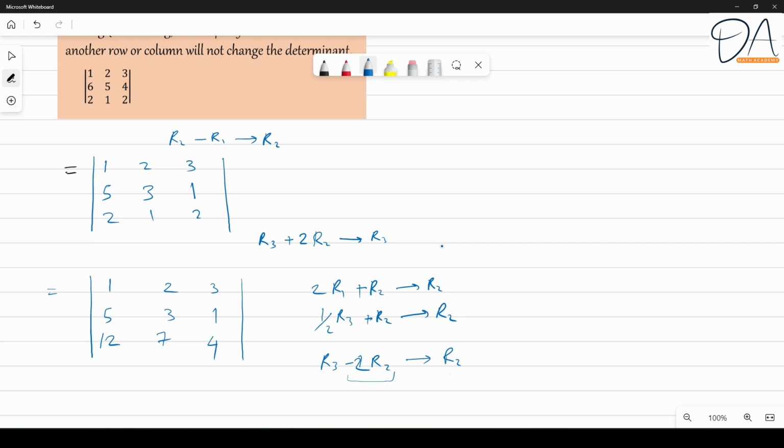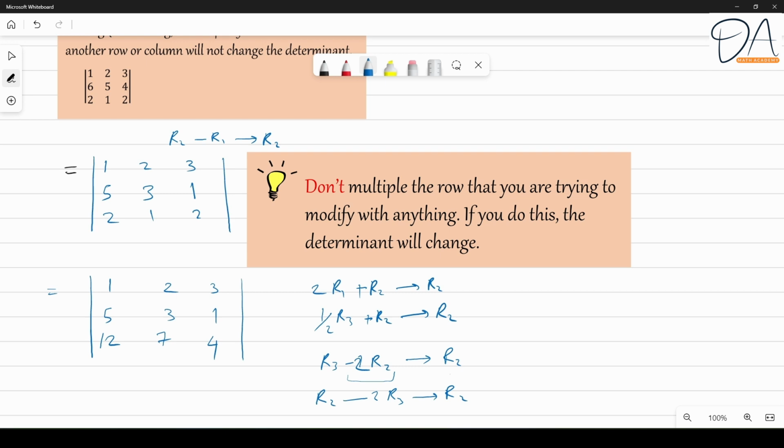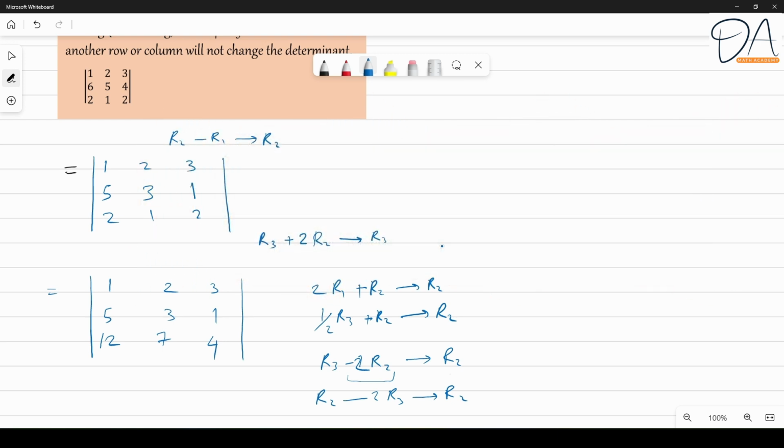You can do R2 minus 2R3 and this becomes R2. That is fine because I'm subtracting a multiple of R3 from R2. But here what you are doing is actually also multiplying the row itself with something. So avoid this. Don't multiply the row that you are trying to modify with anything. Multiply other rows with any multiple you like, that's fine, but not the row itself. Okay, let's see the next property.